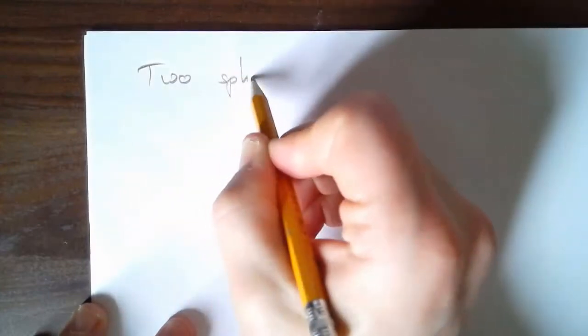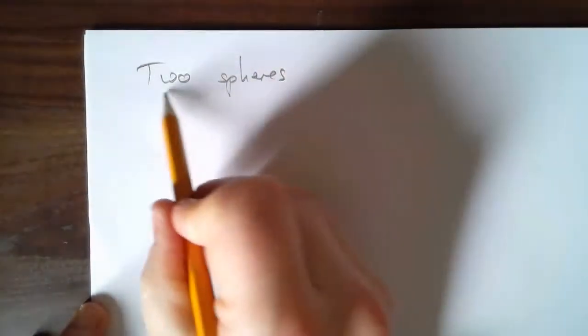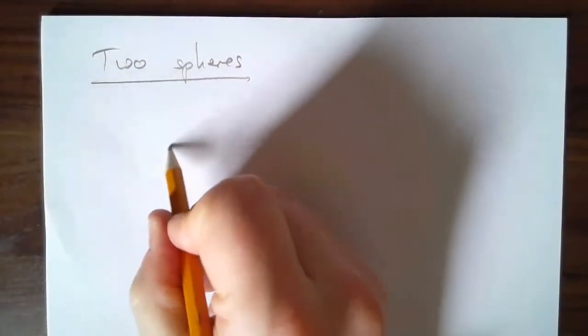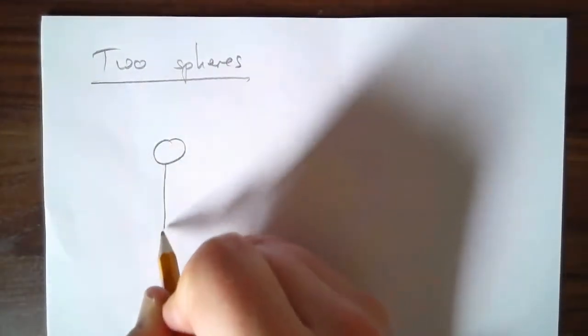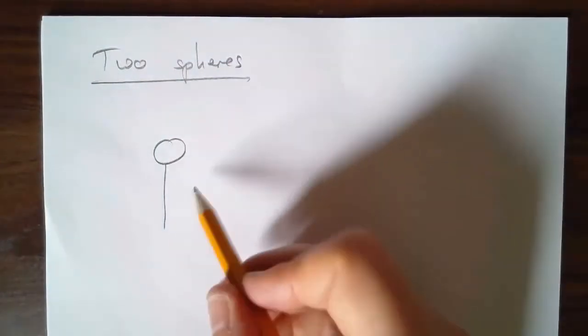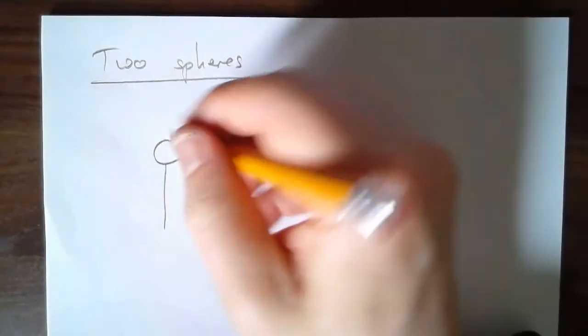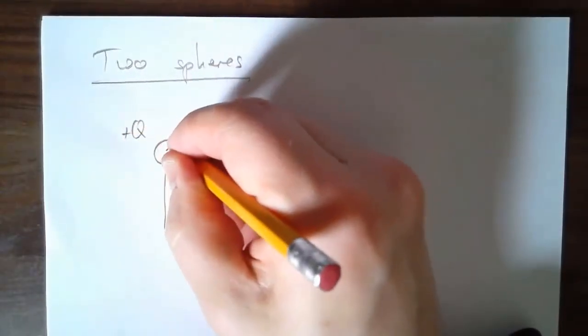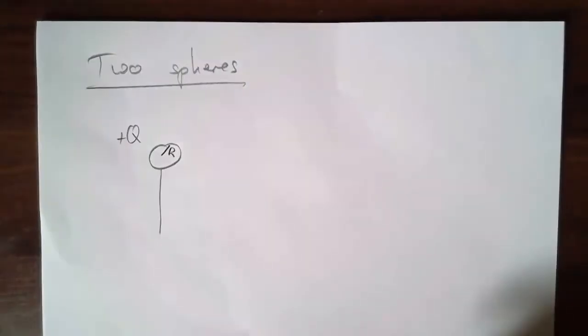Okay, let's do one more quick example. That example, again, I'm only going to set it up for you. It's just two spheres, and there are of course other examples you could be doing. These are just some of the simpler ones. So imagine I've got a sphere here, maybe held in place somehow on some insulating stick. It has charge plus q. It has a radius r.